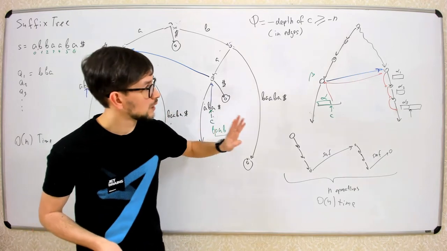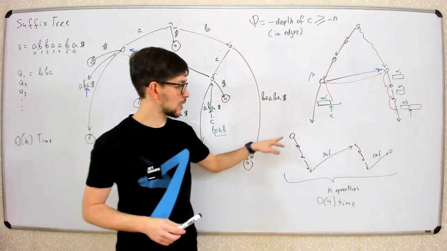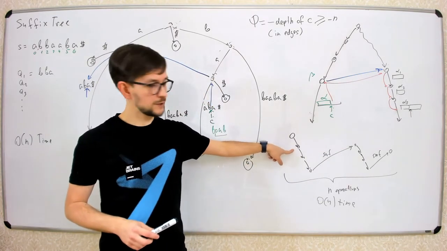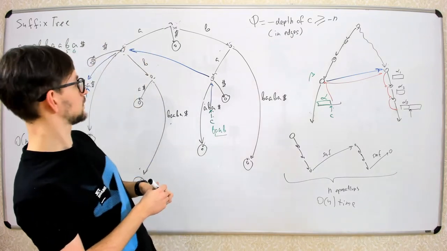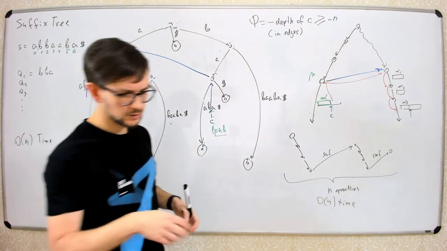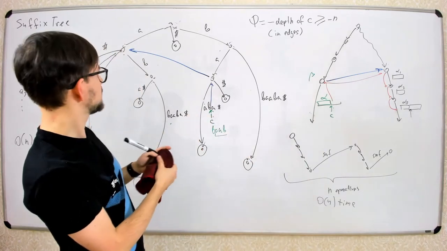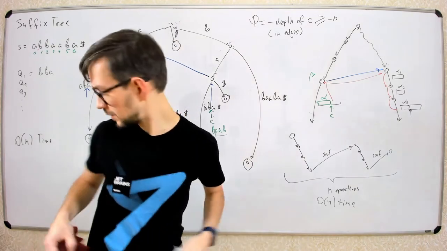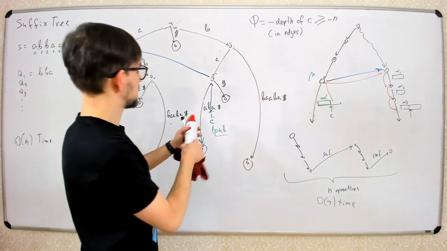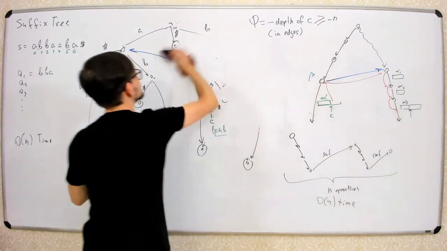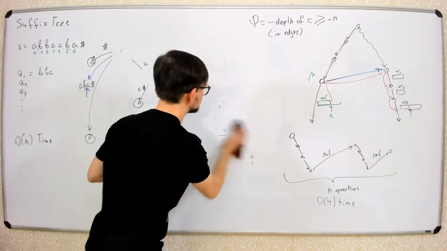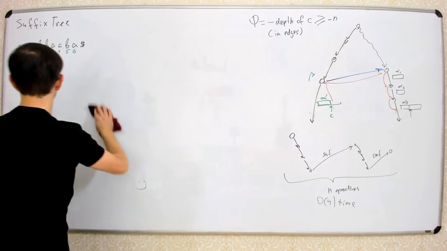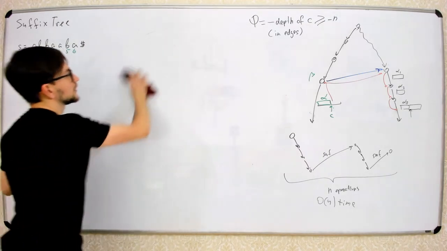Now let's see what's going on with the potential when we take these steps. When we're going down the tree, let me just erase this. Do I need this tree anymore? I think I don't. We'll rebuild it later, but right now we don't need it.